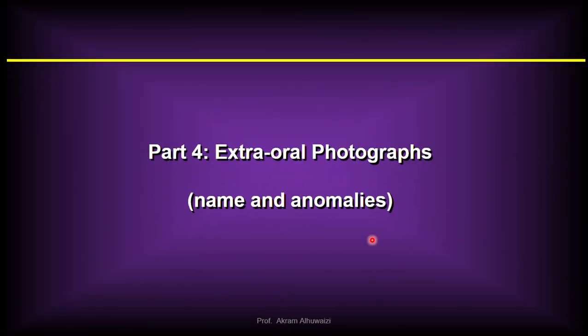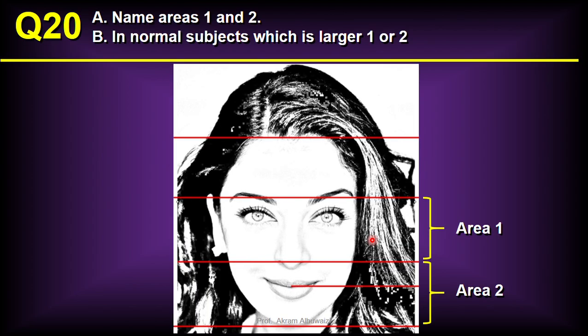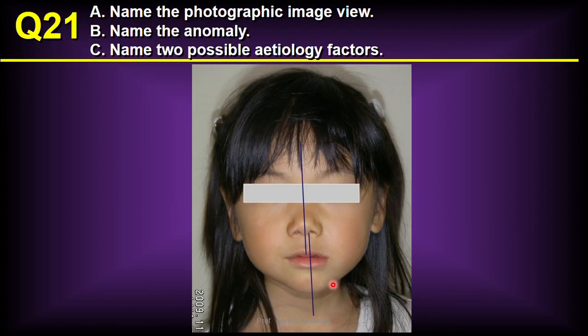The fourth part is concerning extraoral photographs. Now name area 1 and 2. Area 1 is the midface and area 2 is the lower face. And in normal subjects, which one's larger? Neither is larger. In normal subjects, they're equal in size.